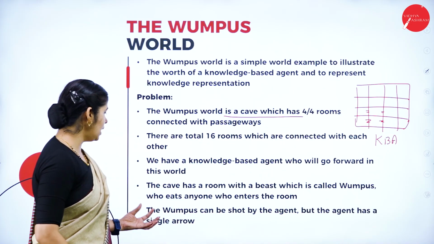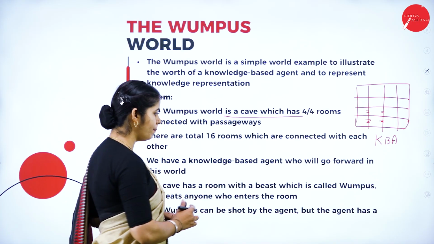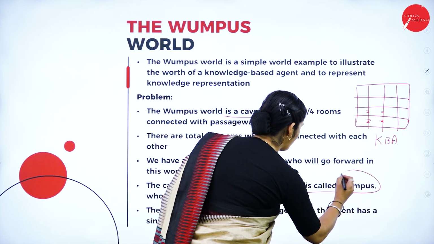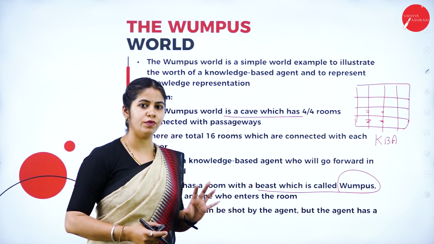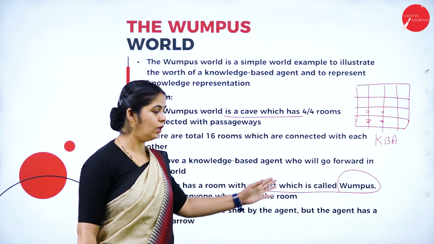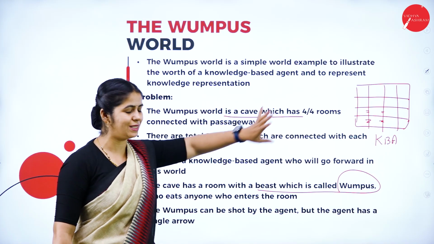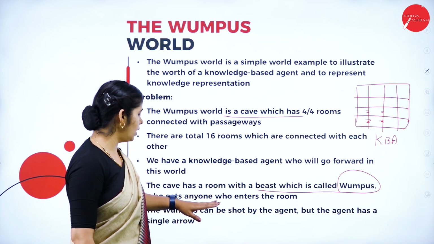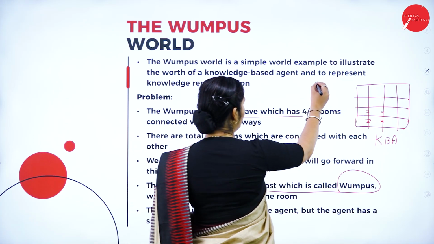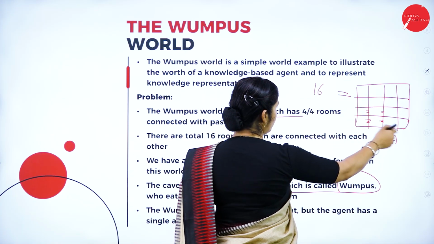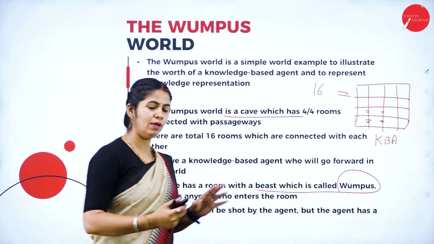So what are the criteria? The cave has a room with a beast, which is called the Wumpus, or vampire. It is some type of beast in a particular room. We don't know which room the beast is in, and it eats anyone who enters that room. Out of these 16 rooms, we don't know where the Wumpus is. Whoever enters that particular room, it will eat him.